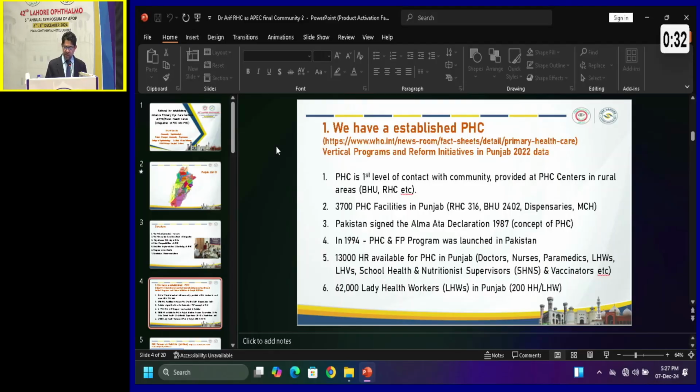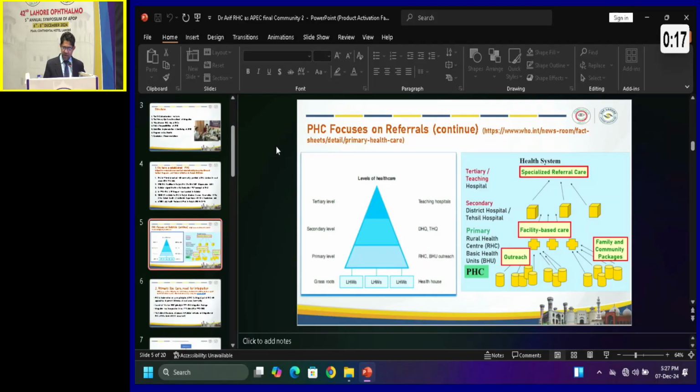We already have more than 13,000 human resources present at the primary health care level. We already have more than 62,000 lady health workers present in the Punjab. So this is very good infrastructure already present, and the key is referral. As I think in one of the presentations I was looking at, we are referring almost 15% of the cases to the secondary level in the optometry clinic.